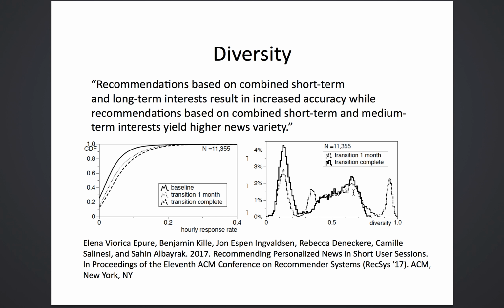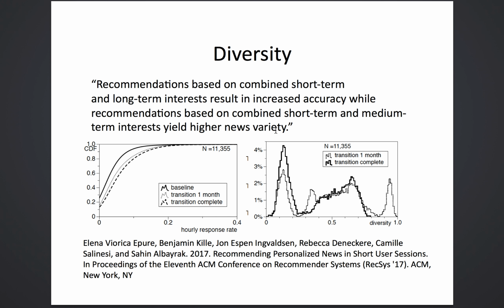Finally, another paper in the main conference now, and here they make the point that recommendations based on combined short-term and long-term interest result in increased accuracy, while recommendations based on combined short-term and medium-term interest yield higher news variety. Okay, so again, it's news recommendation, and focusing on the short-term, medium-term data instead of the whole historical data does not necessarily yield increased accuracy, but when you move to another metric, a metric that's also important in the online scenario, you do see a benefit.